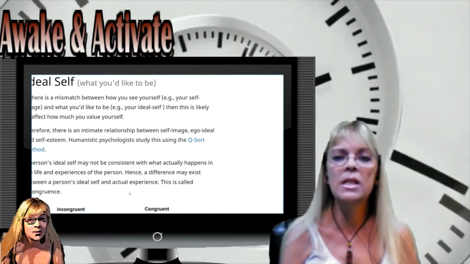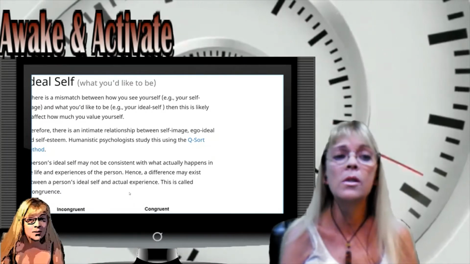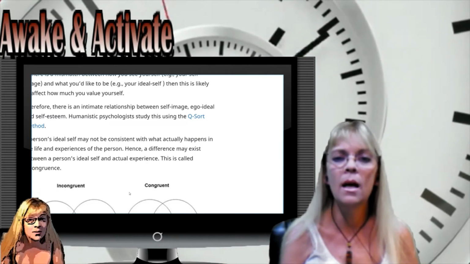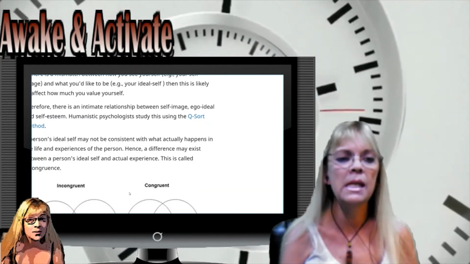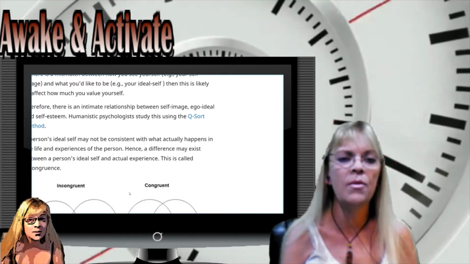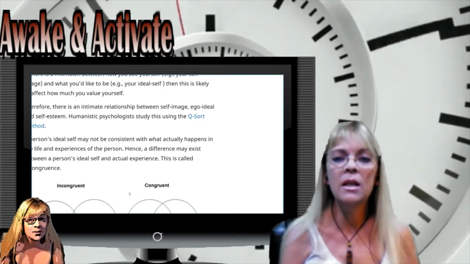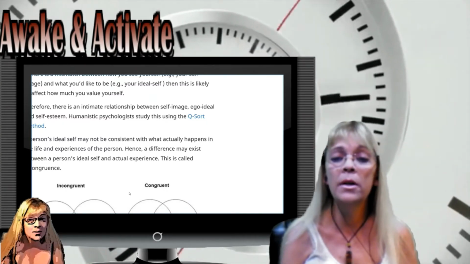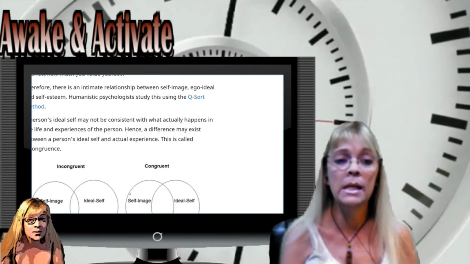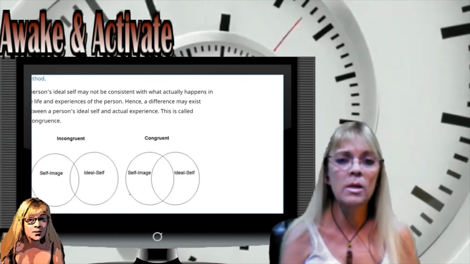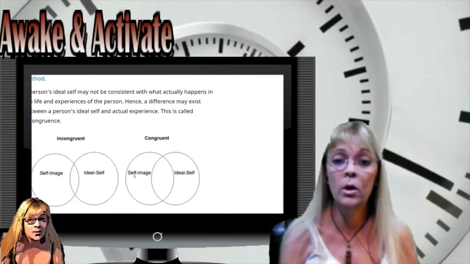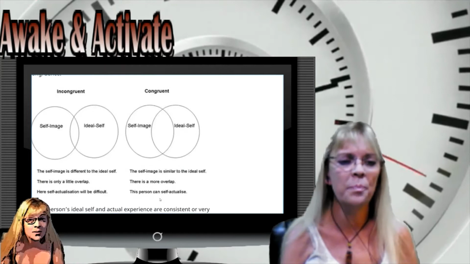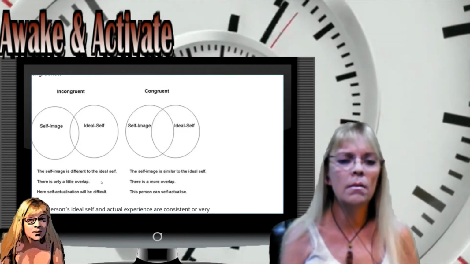Humanistic psychologists study this using the Q-sort method. A person's ideal self may not be consistent with what actually happens in the life and experience of the person. Hence, a difference may exist between a person's ideal self and the actual experience. This is called incongruence. If you're incongruent, you're a little more separated. If you're congruent, you can see the overlap here. This looks like the Vesica Pisces, doesn't it? We'll read these little bullet points down below.